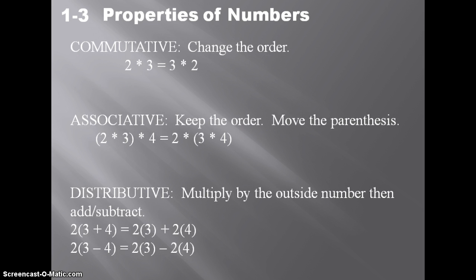These properties also apply for multiplication. So for commutative, if you take 2 times 3, that's the same as taking 3 times 2. Associative, if you multiply 2 times 3 times 4 and 2 times 3 times 4 with parentheses in different locations, you have the same order and it continues to work. Distributive, multiply the outside number, and then it could be addition or subtraction. So we might have 2 times 3 and 2 times 4 and then add them, or 2 times 3 and then 2 times 4 and subtract them.